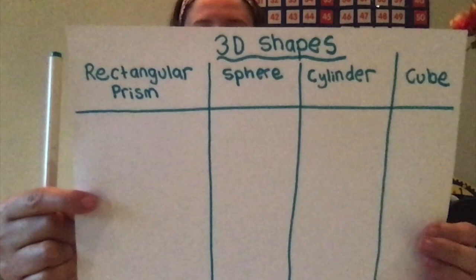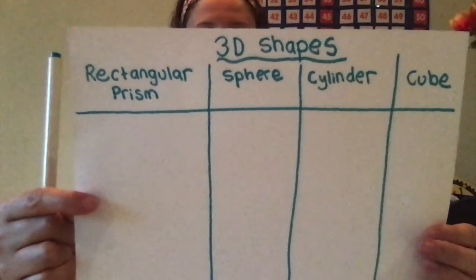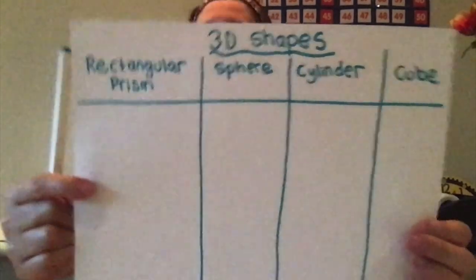I'm going to show you how to draw each of the shapes. So our first shape is a rectangular prism. An example of a rectangular prism is this unsweetened almond milk that I have. And it has a rectangle here, and here, and here, and here, and on the top, and on the bottom. It has 6 rectangles on it.